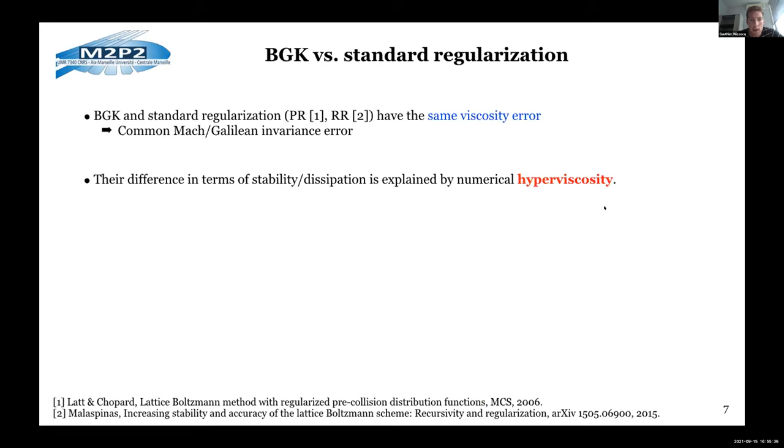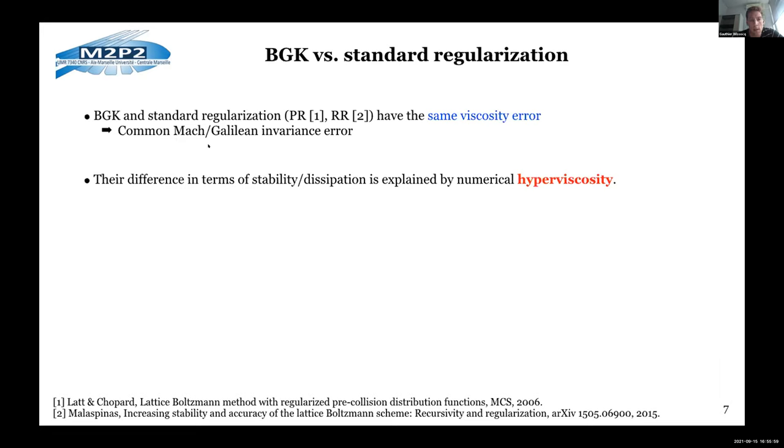So then regarding the main results we obtain with several collision models, here I show you the comparison between the BGK model and the standard regularizations, for example the PR, the projected, and the recursive regularization. Both models actually have the same viscosity error, which is still the common Mach or Galilean invariance error.